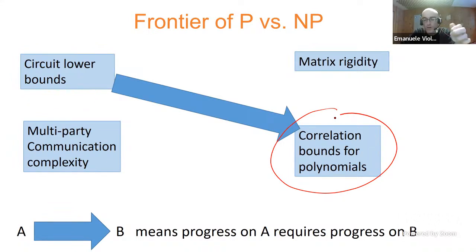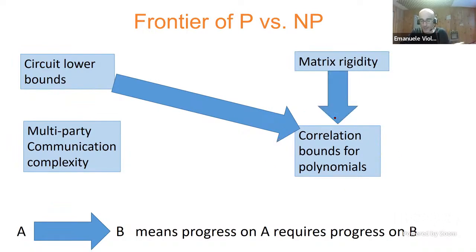Okay, so if you want to prove super quasi-polynomial size circuit lower bounds, even for depth 3, then you have to prove these correlation bounds for polynomials. I'm going to define exactly the correlation bounds in just a few slides. This is well known. Perhaps something which is a little bit less well known is that even matrix rigidity implies correlation bounds for polynomials.